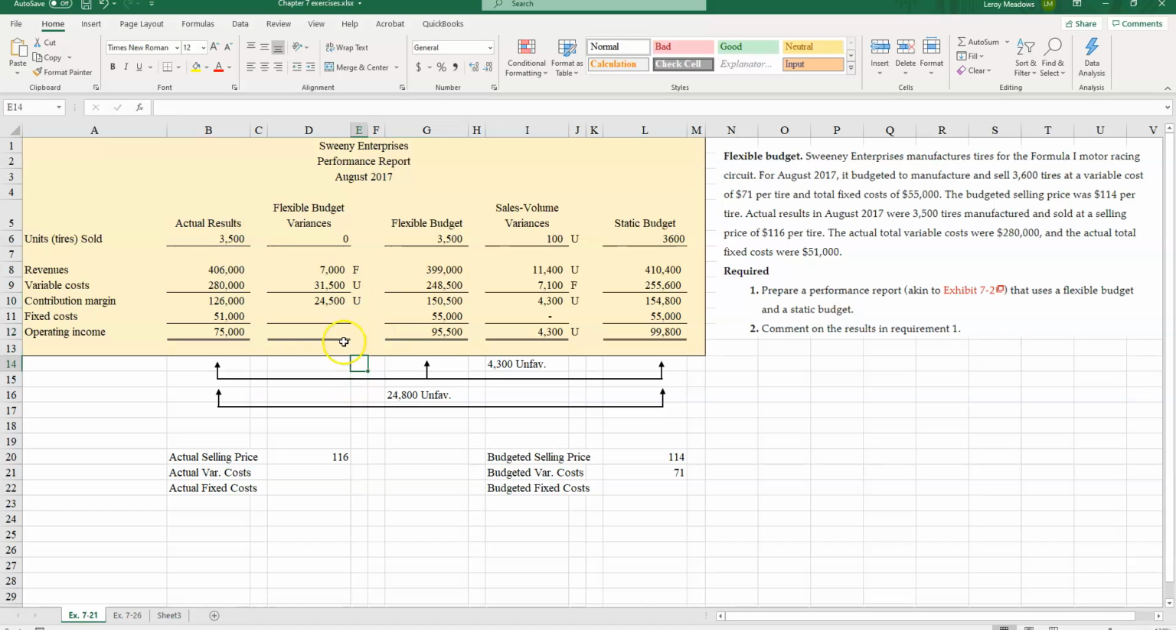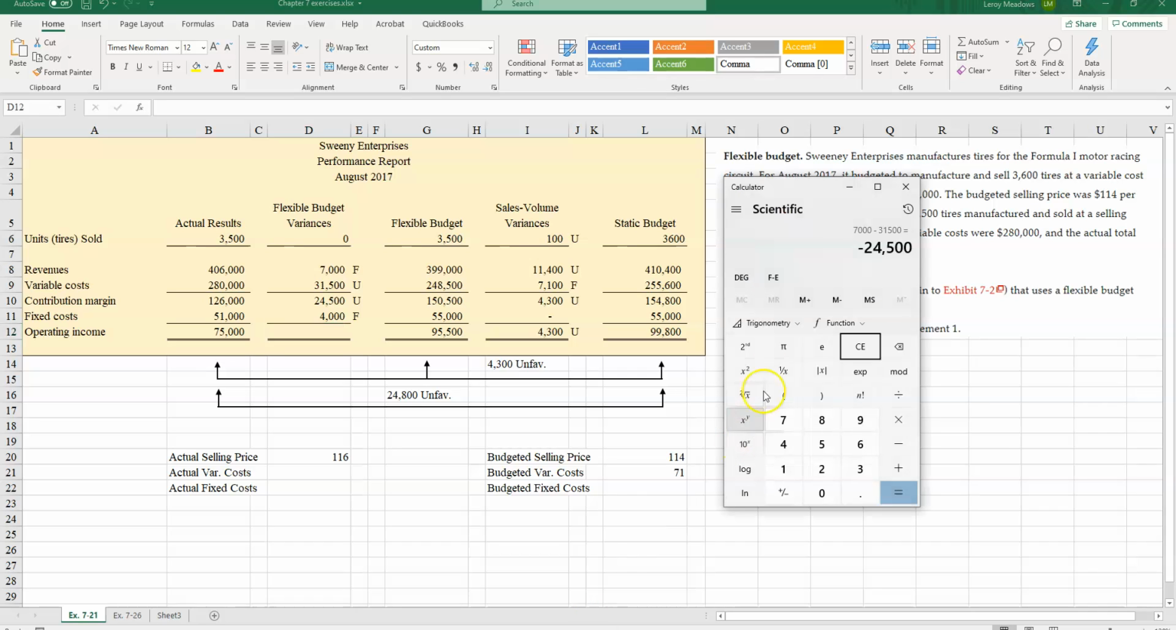Now, let's take a look at my fixed costs. My fixed costs is simply going to be the difference between my flexible budget and my actual results. And my fixed cost actually came in $4,000 less. So for costs coming in $4,000 less, that's going to be a $4,000 favorable variance. And then I can actually just do it either way, take my difference in operating income under actual results, subtract that, and then find out the difference between that and my flexible budget. I'm going to go ahead and do it this way for this one.